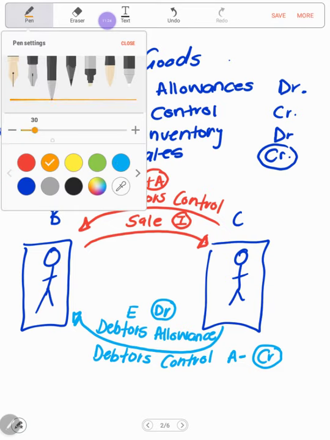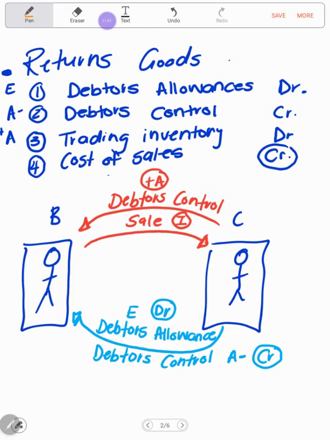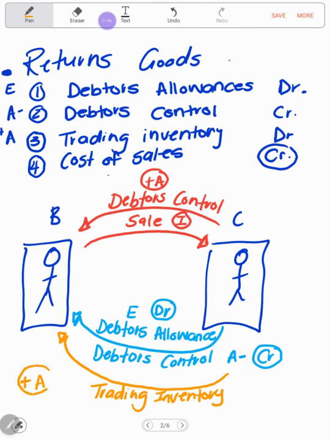Then your third and fourth account is what is happening to this trading inventory that this customer just brought back, the sweets. It's returning back to the business. So trading inventory, we know, is an asset. And when we purchase trading inventory, it increases on our debit side, right? But also when a customer returns inventory, it will again increase on the debit side.